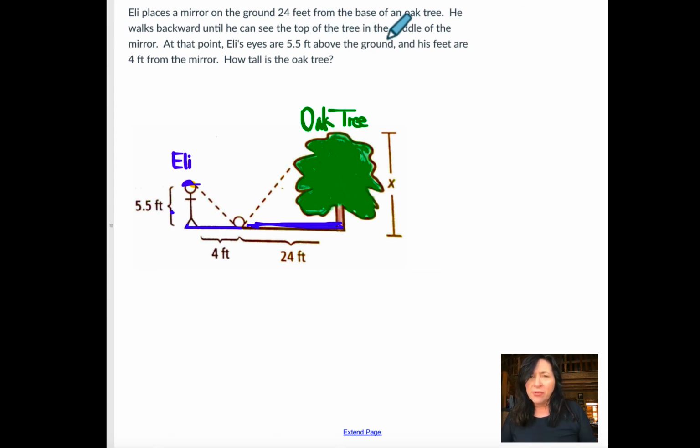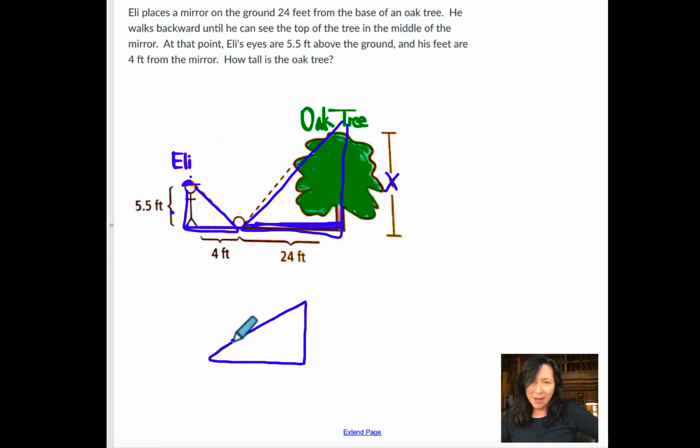He walks backwards in the middle of the mirror. At that point, Eli's eyes are 5.5 feet above the ground, and his feet are 4 feet from the mirror. How tall is the oak tree? So 2 things you can do. You ought to be able to see that you have a triangle right here, and you also have a triangle right here. All right, and you're trying to find X. This is X.